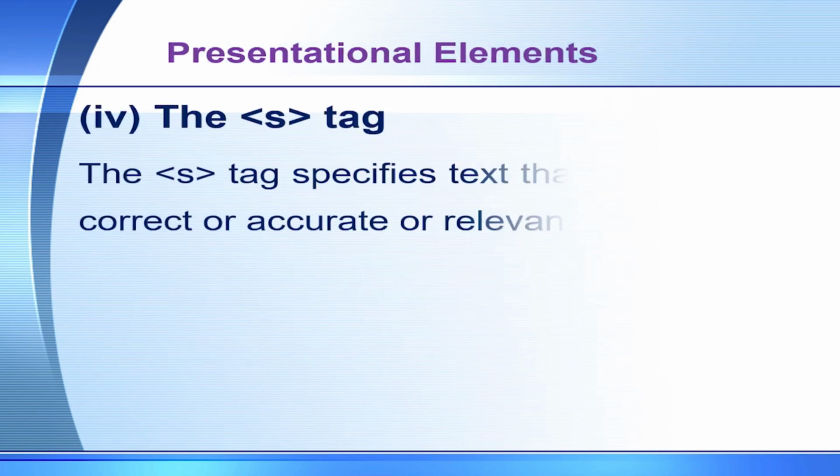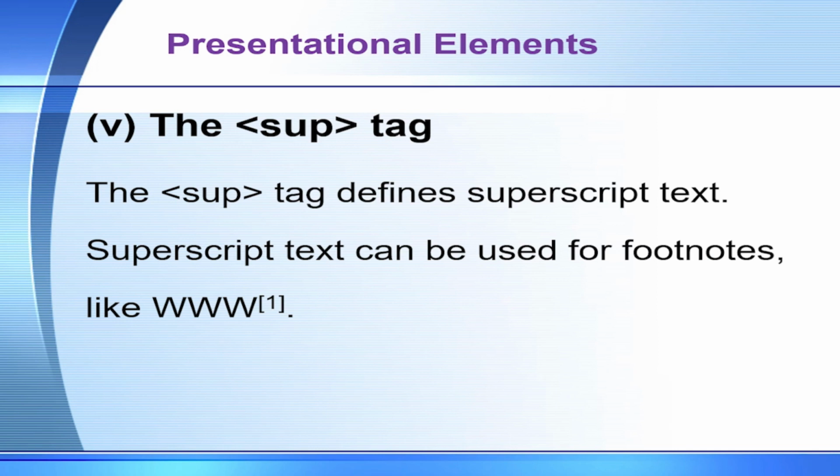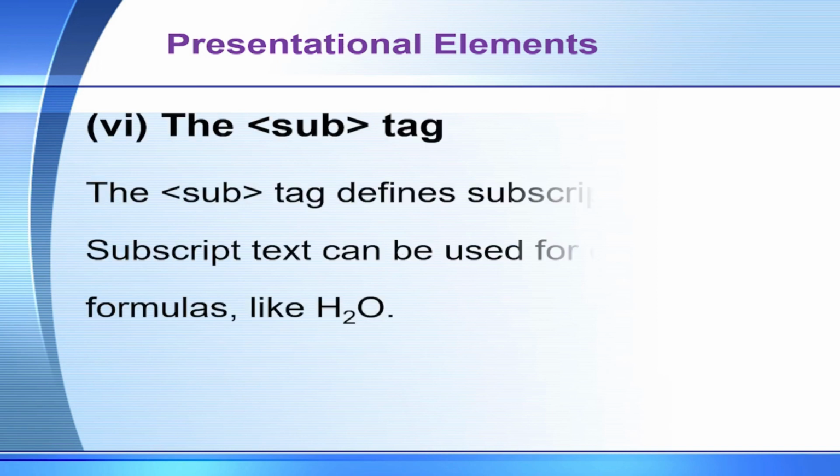The S tag specifies text that is no longer correct or accurate or relevant. The S element is used to define strike-through text. The SUP tag defines superscript text. Superscript text can be used for footnotes. The SUB tag defines subscript text. Subscript text can be used for chemical formulas like H2O.